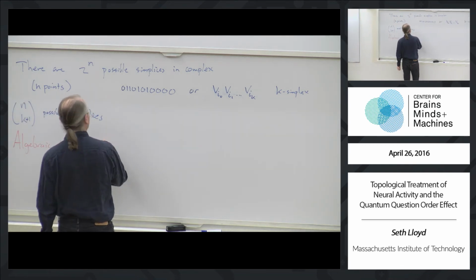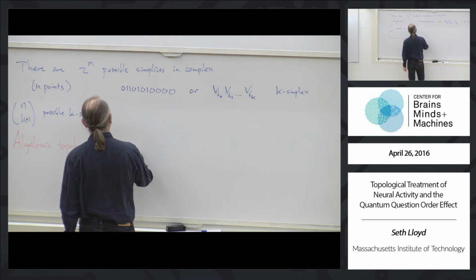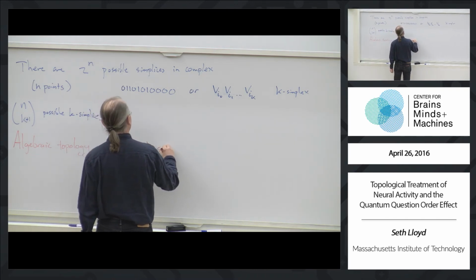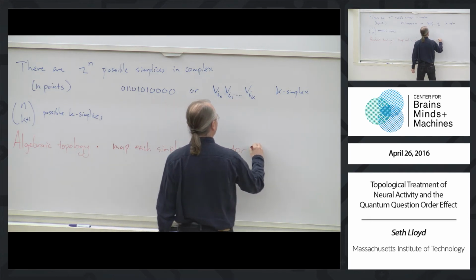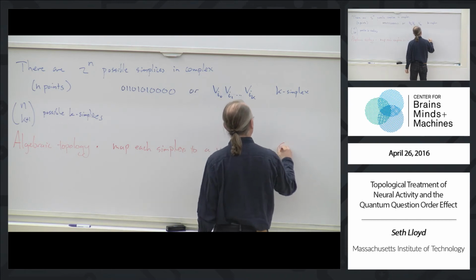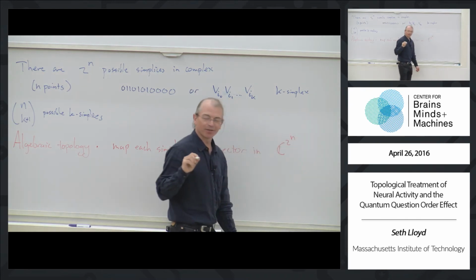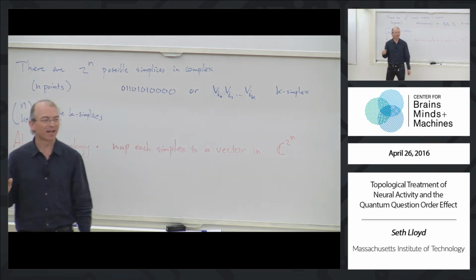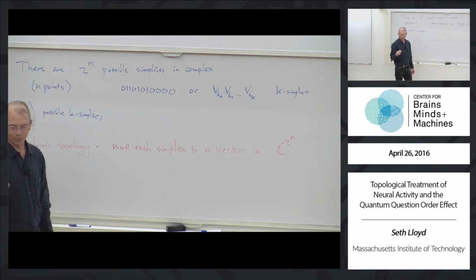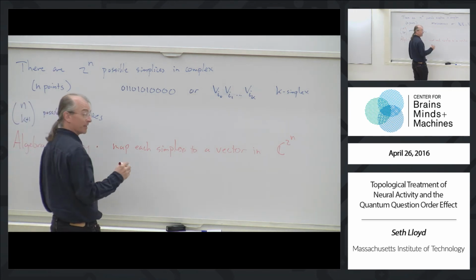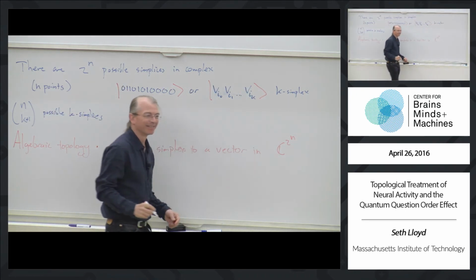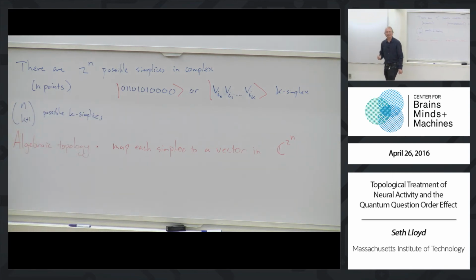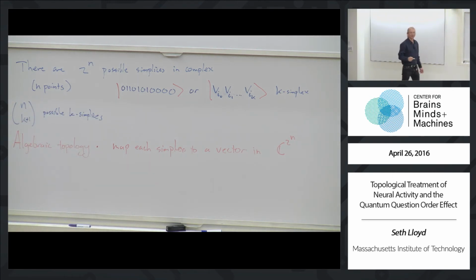So algebraic topology works in the following fashion. Map each simplex to a vector in a high-dimensional vector space, N of them. So I'm going to take the complex numbers raised to the 2 to the nth power. It's a big vector space. You can see how this gets combinatorially tough with the classical algorithms. But quantum mechanically, I'm going to do this in the following fashion. I just quantized it. I'm telling you how the algorithm works, because we're proud of this algorithm.